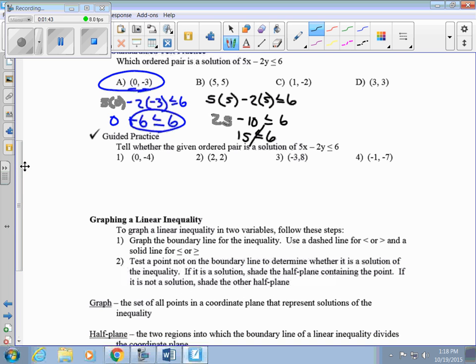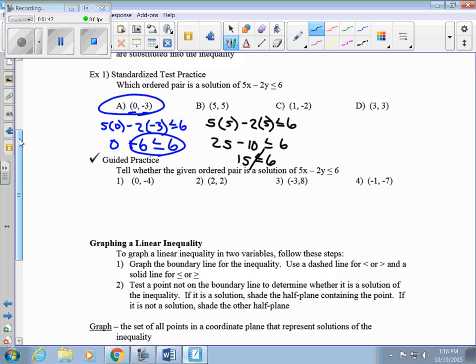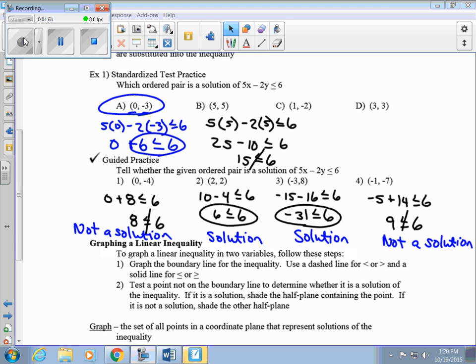So go ahead and do the guided practice question number 1. You can pause the video and hit play when you're ready to move on. So if we look at the guided practice questions 1 through 4, number 1 was not a solution, number 2 and 3 both were solutions, and then number 4, that ordered pair, is not a solution.